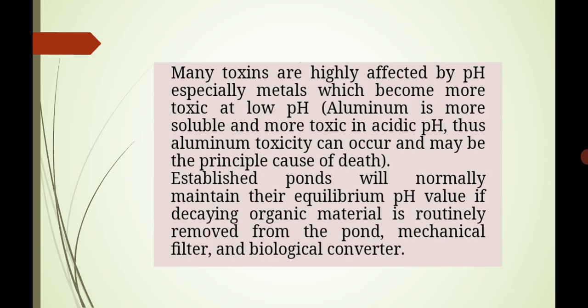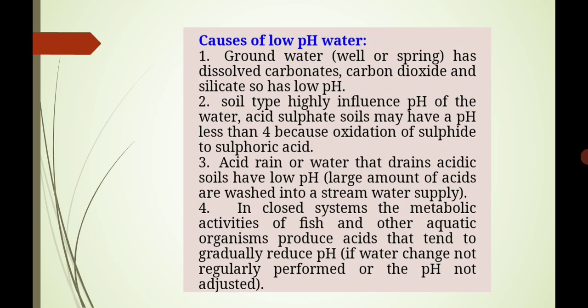Established ponds will normally maintain their equilibrium pH value if decaying organic material is routinely removed from the pond by a mechanical filter and biological converter. Now, the causes of low pH water. Groundwater from a well or a spring has dissolved carbonates, carbon dioxide and silicate, so it has a low pH. Soil type highly influences the pH of the water. Acid sulfate soils may have a pH less than 4 because of oxidation of sulfide to sulfuric acid.